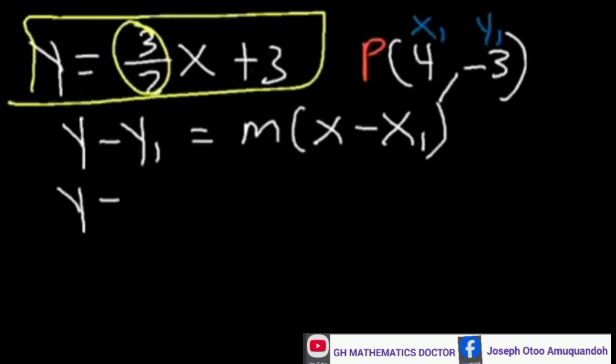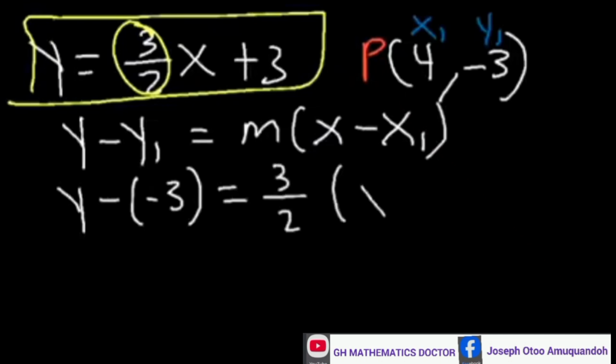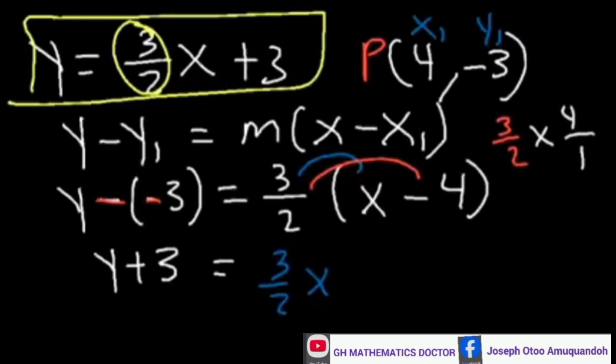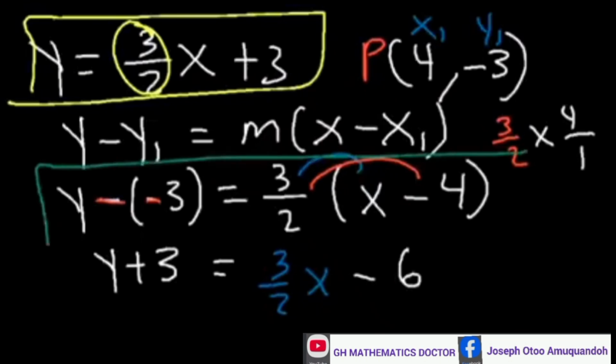So what we have to do is substitute the gradient and the point into the equation of a line. This will give us the general form of the equation of a line parallel to that given line with the coordinate (4, negative 3). So we do the calculation by simplifying. The one you have there is y minus negative 3 equals 3 over 2 into bracket x minus 4. This is the general equation.